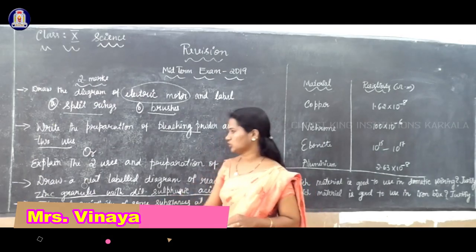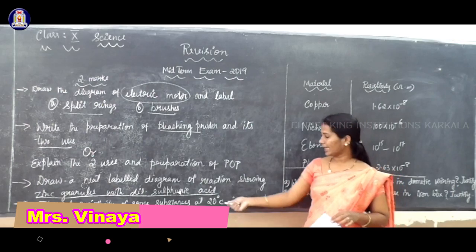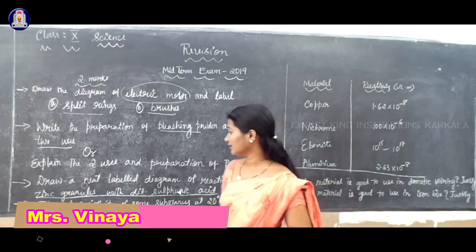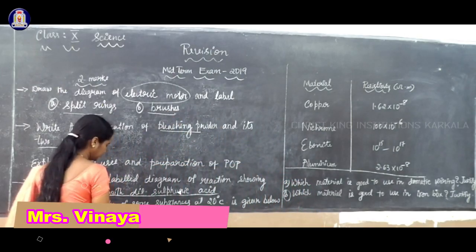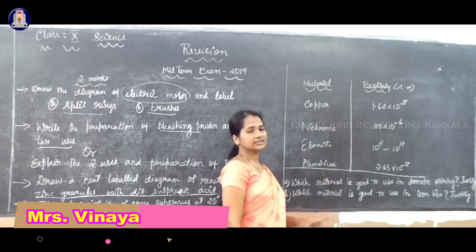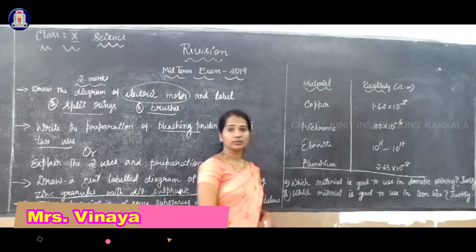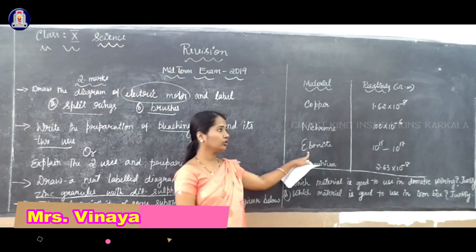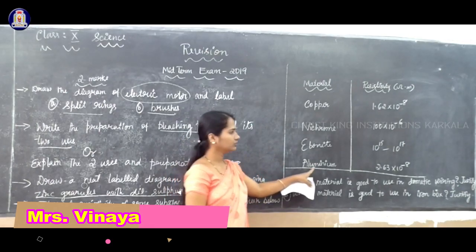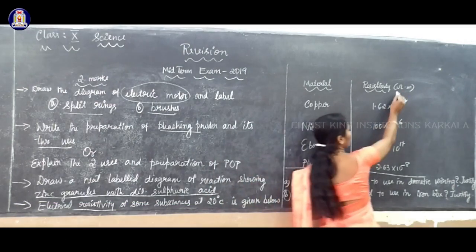Next we will move to the next question. Electrical resistivity of some substances at 20 degrees C is given in the below table. Copper 1.62 into 10 to the power minus 8. Nichrome 100 into 10 to the power minus 6. Ebonite 10 to the power 15 to 10 to the power 17. Aluminium 2.63 into 10 to the power minus 8. This is in ohm meter.